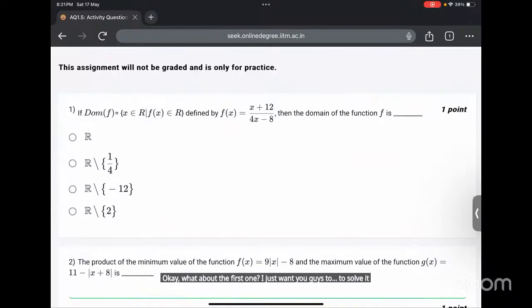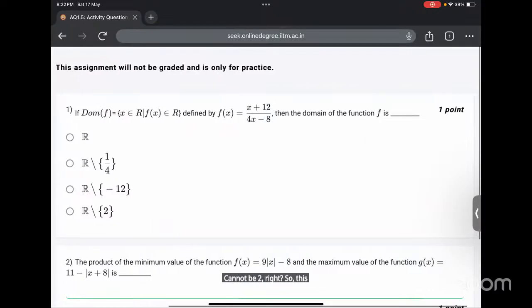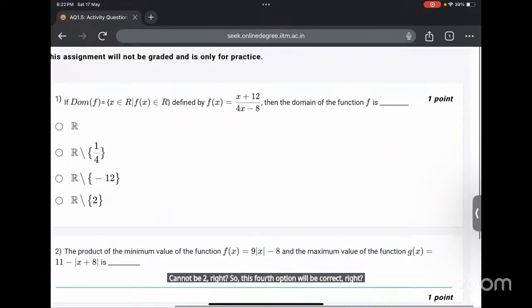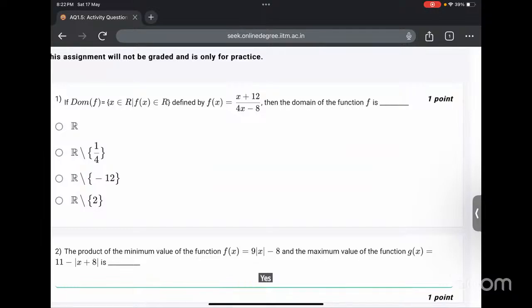So what should be the domain of the function? That means the region where the function will be defined, right? Yeah. So x cannot be 2. X cannot be 2, right? So this fourth option will be correct, right? Real line minus 2. Yes.